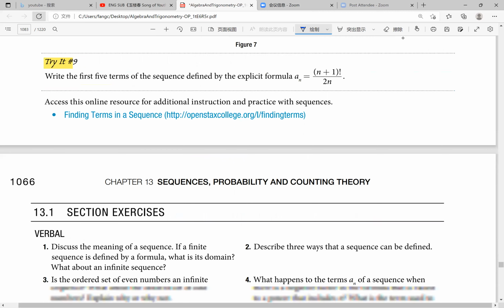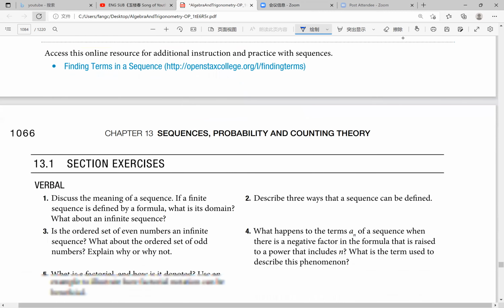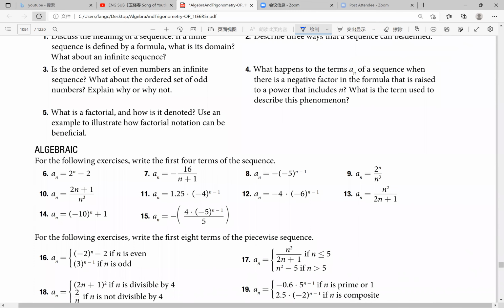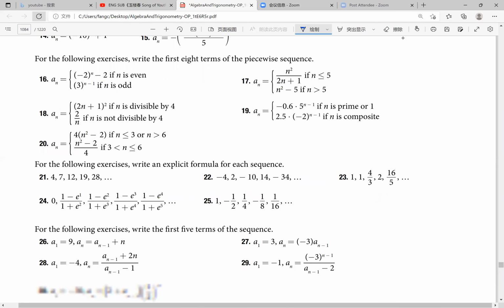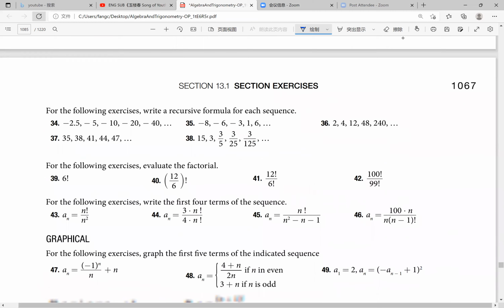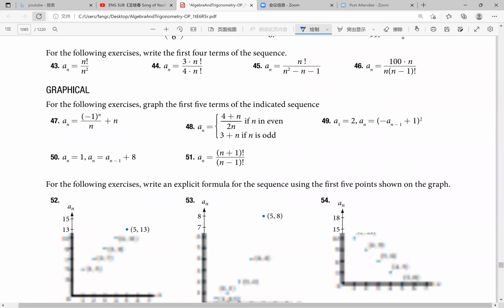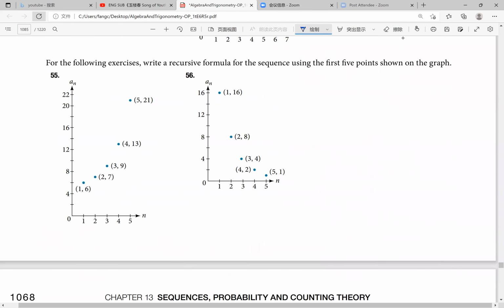So about the n factorial, I don't think we need to practice more. It is quite straightforward. So that is the end of lesson 1.